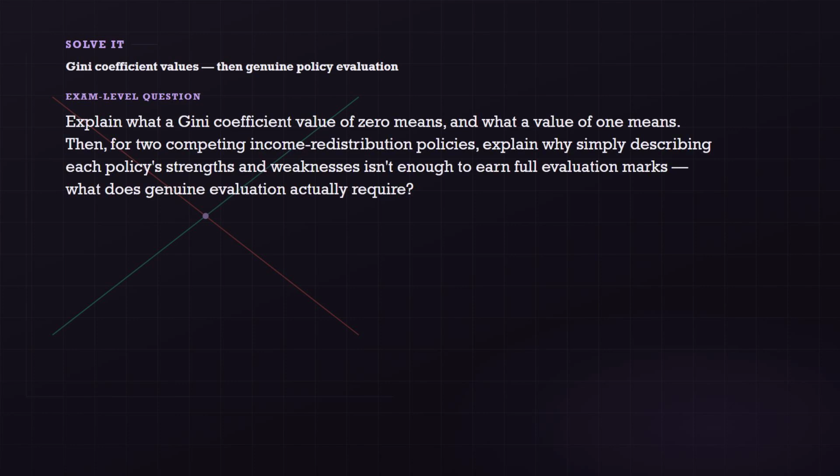Here is your exam-level question. Explain what a Gini coefficient value of 0 means and what a value of 1 means. Then, for 2 competing income redistribution policies, explain why simply describing each policy's strengths and weaknesses isn't enough to earn full evaluation marks. What does genuine evaluation actually require?